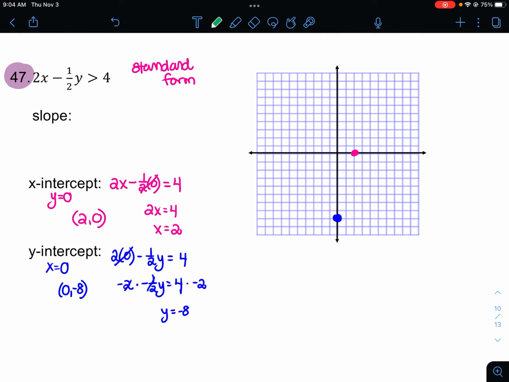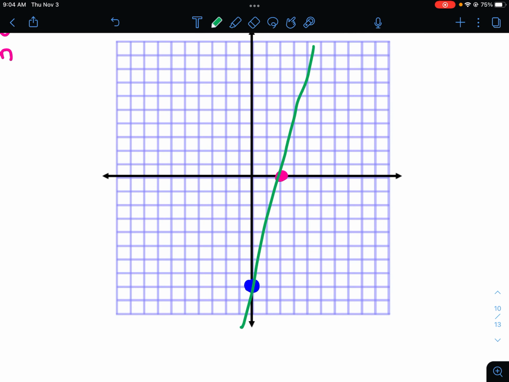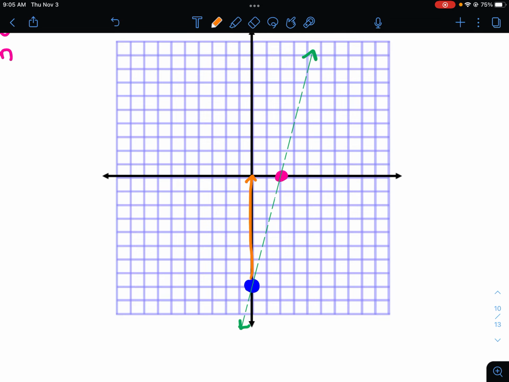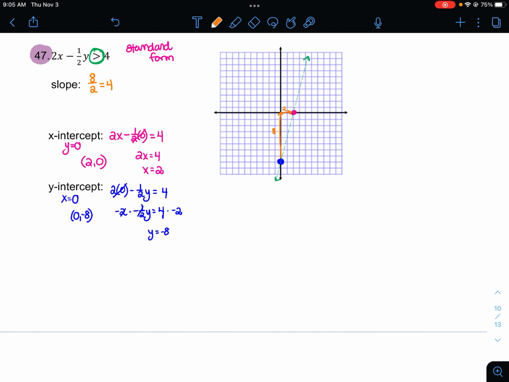Since this is a greater than symbol, we are going to make this line dotted. So draw your line and erase parts of it, or make it dotted as you draw it using your ruler or lanyard. All right, now let's figure out the slope first. You are going to rise 8 and run 2, both in the positive direction. So 8 over 2 leaves you with a slope of a positive 4. Your line is rising, so that's good.